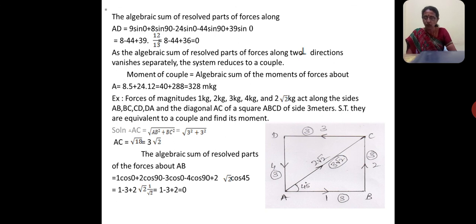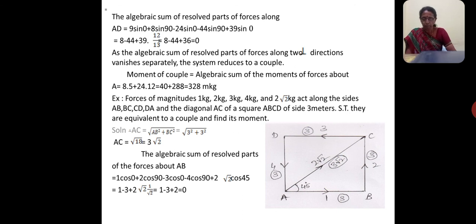As the algebraic sum of resolved parts of forces along two perpendicular directions vanishes separately, the system reduces to a couple. Therefore, the moment of the couple equals the algebraic sum of the moments of forces about A, that is equal to 8 into 5 plus 24 into 12, that is equal to 40 plus 288, that is equal to 328 meter kg.